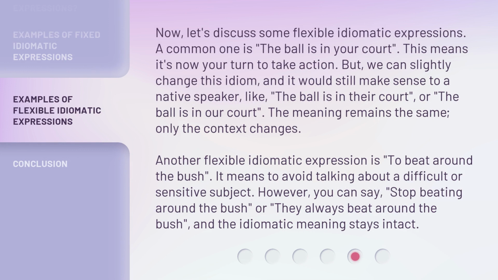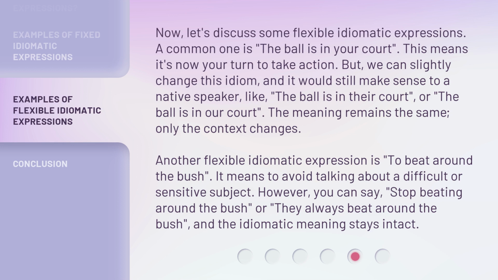Now, let's discuss some flexible idiomatic expressions. A common one is, the ball is in your court. This means it's now your turn to take action. But, we can slightly change this idiom, and it would still make sense to a native speaker. Like, the ball is in their court, or, the ball is in our court. The meaning remains the same, only the context changes.